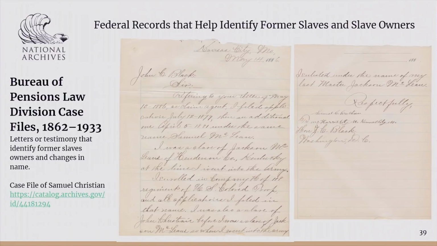But he was explaining to the pension office, to the law division, why he was known as both Samuel McLean and Samuel Christian. And so he says that I was a slave of Jackson McLean of Henderson County, Kentucky at the time I went into the Army. I was also a slave of John Christian before I was a slave of Jackson McLean. And so that's his explanation of why he was also known as Samuel McLean.